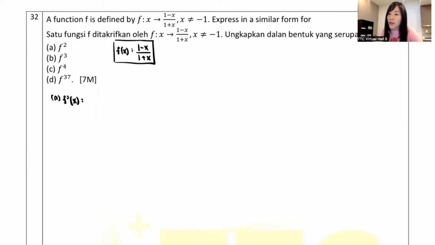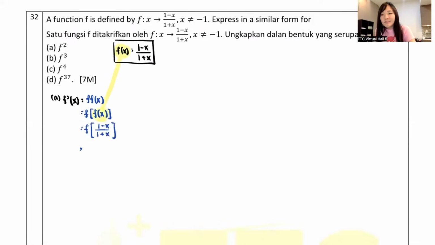So how do we find f squared of x? Please remember, f squared of x, original name called f of f of x. It's always the same. So your first step again is separate it. Then do the inside part first. The inside part is called f of x, which is (1 minus x) over (1 plus x).